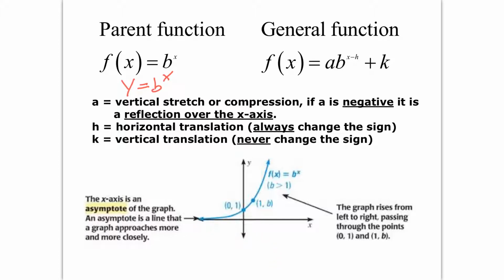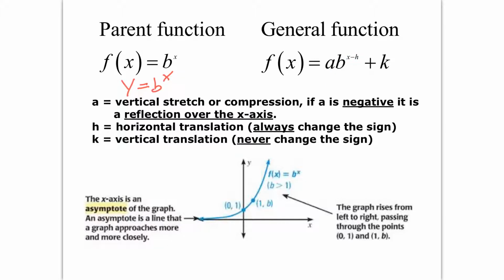It's going to be reflected just like a mirror. It's going to be kind of like the opposite of the original graph, so it's going to be reflected on the bottom. That's your a value. So a tells you a couple things: vertical stretch or compression, and if it's negative, you have a reflection over the x-axis.